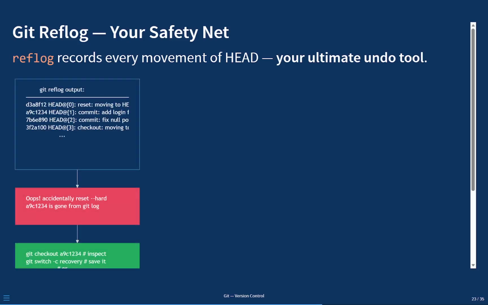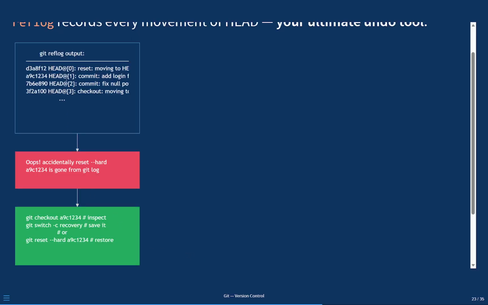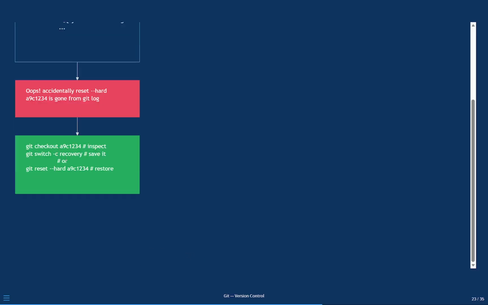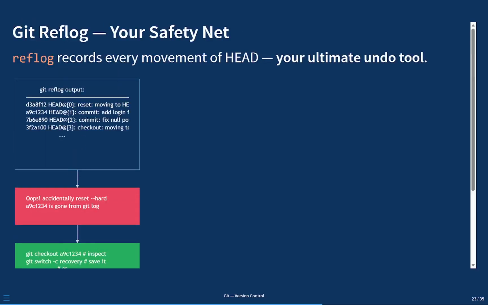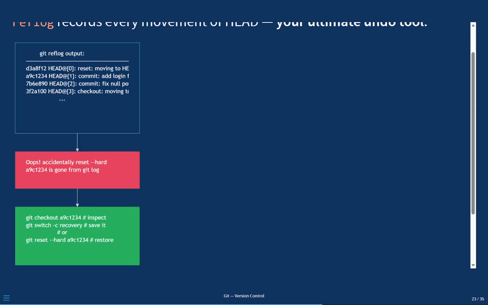Look at the diagram. The reflog output shows a reverse chronological list of HEAD positions. HEAD@{0} is the most recent position, a reset that moved HEAD back. HEAD@{1} was the commit before that. You can see a login feature commit and a fix. The middle box shows the disaster scenario. You ran git reset --hard accidentally, and the commit with your login feature, 9c1234, is no longer reachable through git log.